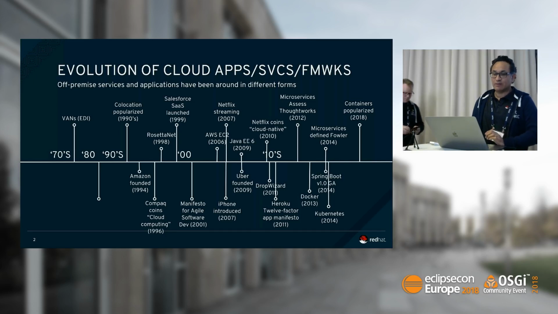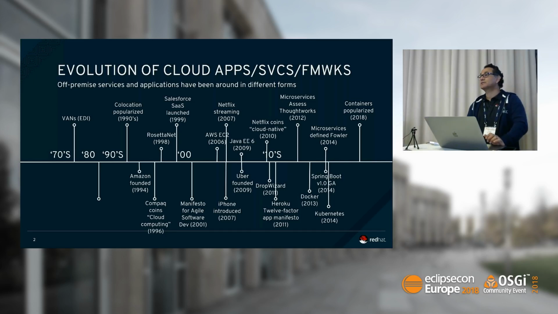Back then, we had what we call the value-added networks that usually handled EDI processing. And this was basically companies that had their own data centers and corporations and customers would hire them to do the EDI processing for them. Then in the 90s, the concept of co-location became popular. And this is obviously the idea that instead of having your own data center, you would basically rent a part of someone else's data center to run your workloads.